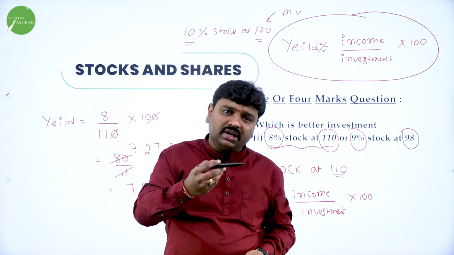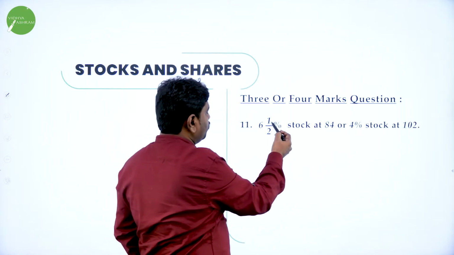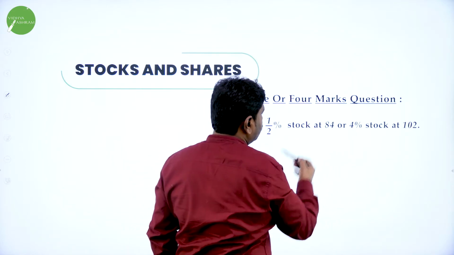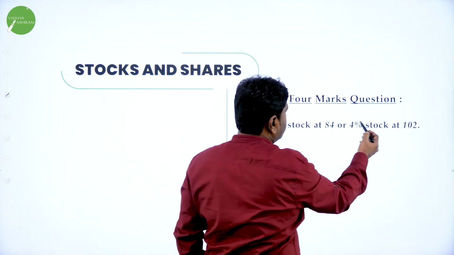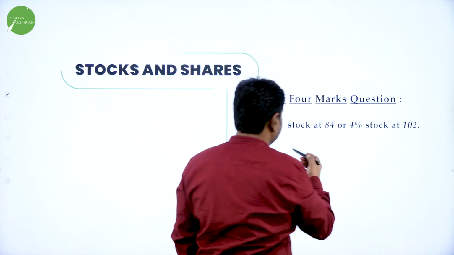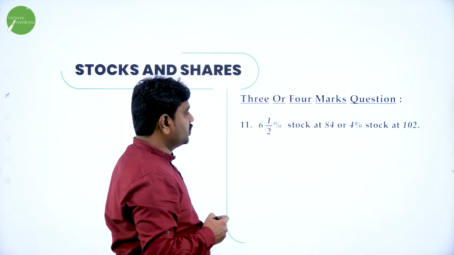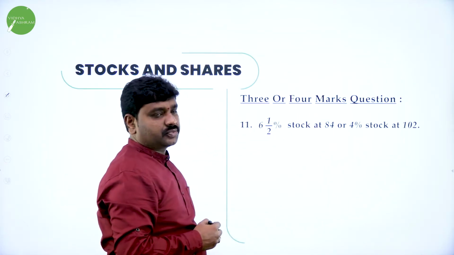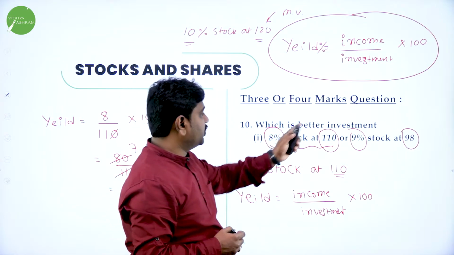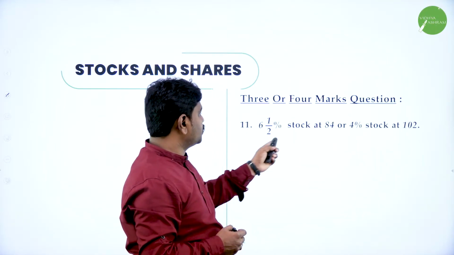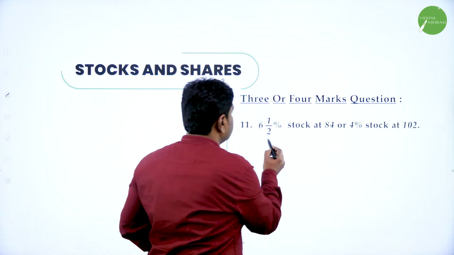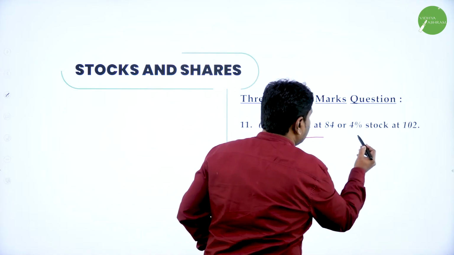So now we'll go to the next problem. 6 1/2% stock at 84 or 4% stock at 102. Again, which is better investment? They give two, and the heading is the same. Out of these two, which is better investment? So now we have to decide between the 6 1/2% stock and the other.